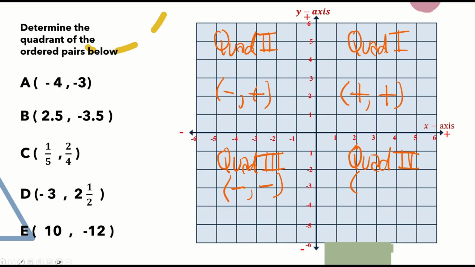So regardless of whether the number is positive or negative, a fraction or a decimal, follow these methods. We know it has to be positive, positive; negative, positive; negative, negative; and positive, negative for each of these quadrants. So let's look at the first one. So we have a negative, negative. So let's see which quadrant has a negative, negative. Quadrant 3 has negative, negative. So therefore, A would be in quadrant 3.